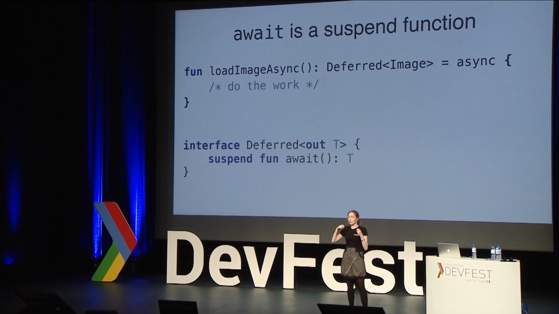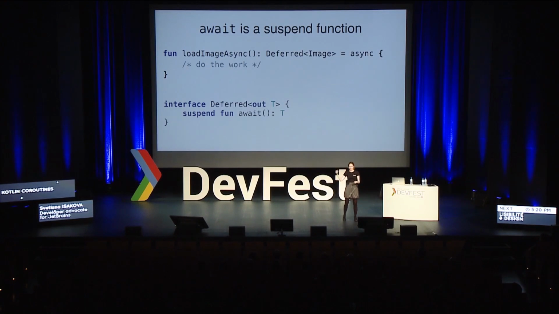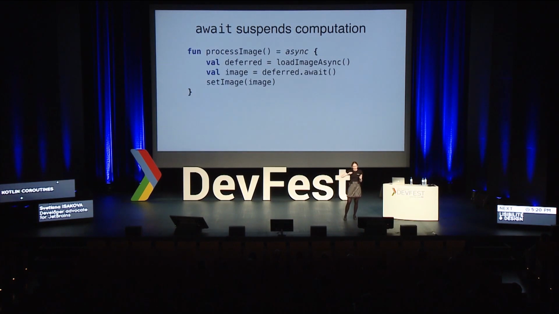So if you see how await is defined, you'll find out that it is defined as a suspend function. Here we call async, and async returns us an instance of a deferred type. It's a synonym for future, something that is promised to complete in some time. And we can call await on such a deferred object, and this await is indeed defined as a suspend function, which means that, yes, this is a marker that suspends our computation. So let's unwrap this example.